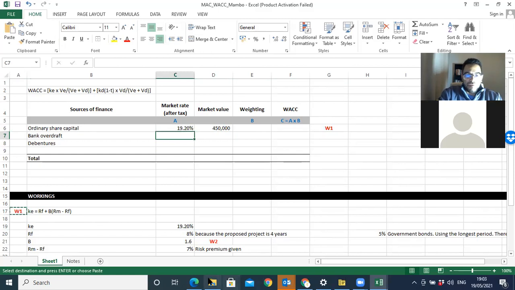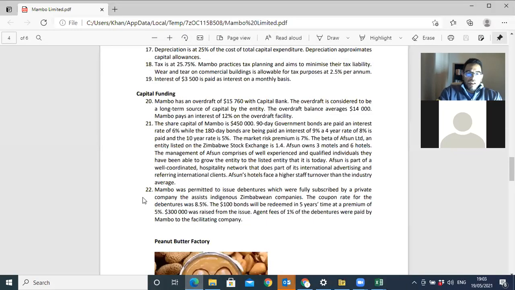Now we go to bank overdraft. For bank overdraft, they said Mambo has an overdraft facility of $15,760 with Capital Bank. The overdraft is considered to be a long-term source of capital by the entity. Remember, typically overdraft forms part of short-term financing, part of operations or working capital. Anything that is short-term, part of operations or working capital, is not part of your capital structure because it's not part of your long-term sources of finance. So generally you do not include bank overdraft. But here they're telling you that the bank overdraft is long-term, so therefore we include it.